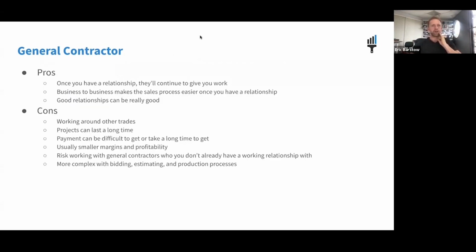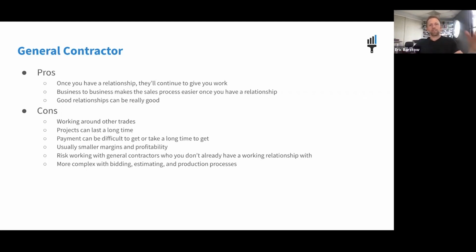So the pros to general contractor stuff is once you have a relationship, they keep giving you work, right? If you do a job for a general contractor and it goes well and you really nurture that relationship, they're going to need a painter on basically every single job they do. So once you're in, they're going to keep giving you a lot of work. So that's really good once you have a good relationship. Business to business makes the sales process easier once you have that relationship because it's not really a sales process. They're basically just getting a price from you and you're doing it.